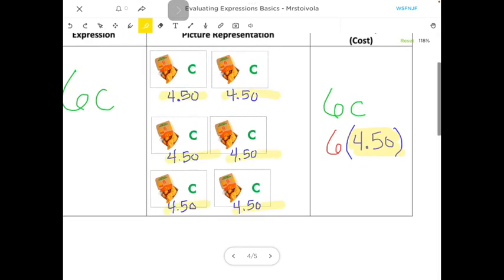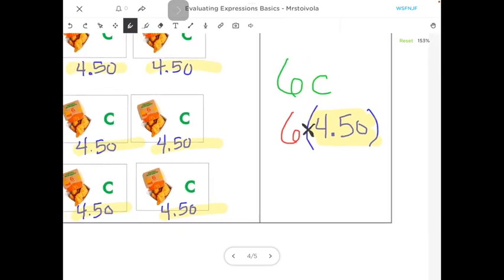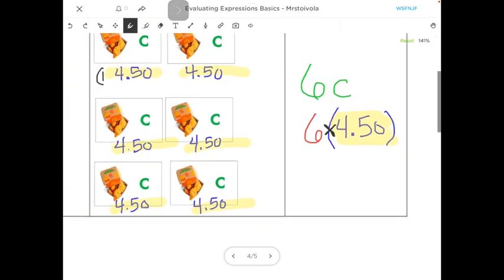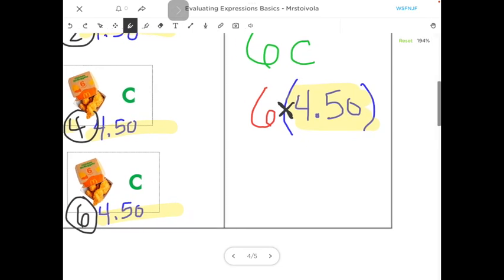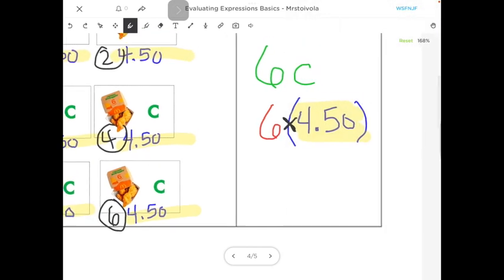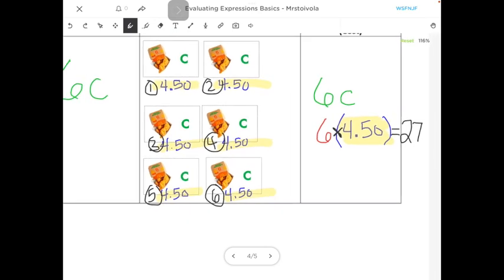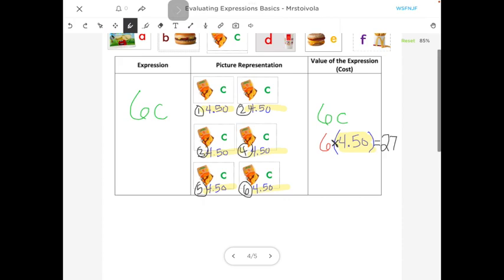So if I wanted a shortcut for repeat addition, what that really means is I need to multiply. Because I can see $4.50 6 times. That's why it's 6 times $4.50. Here we go. This is so much easier. 6 times $4.50 is $27. So the value of this expression is $27. I hope I brought enough cash.